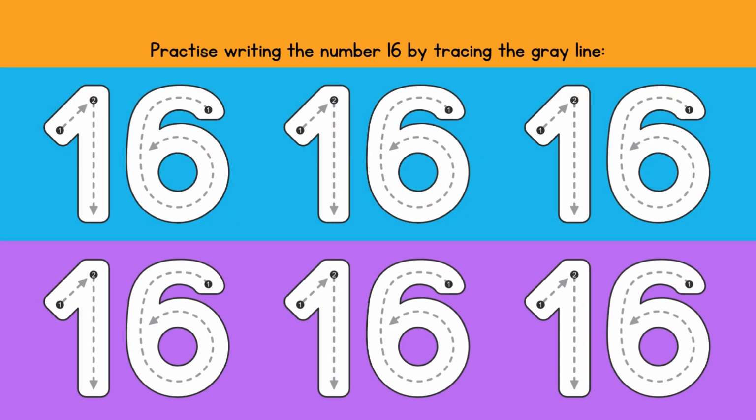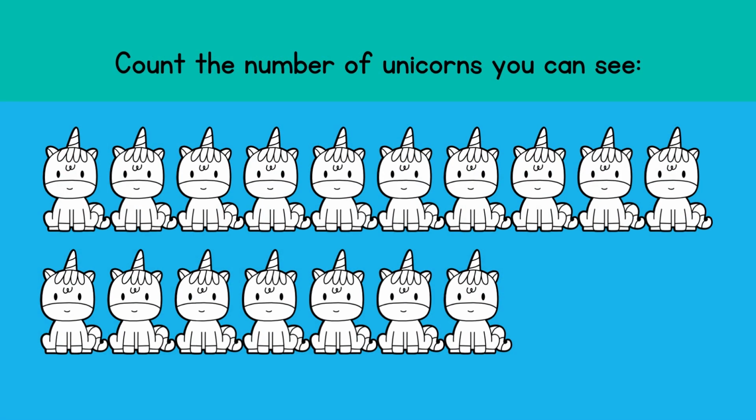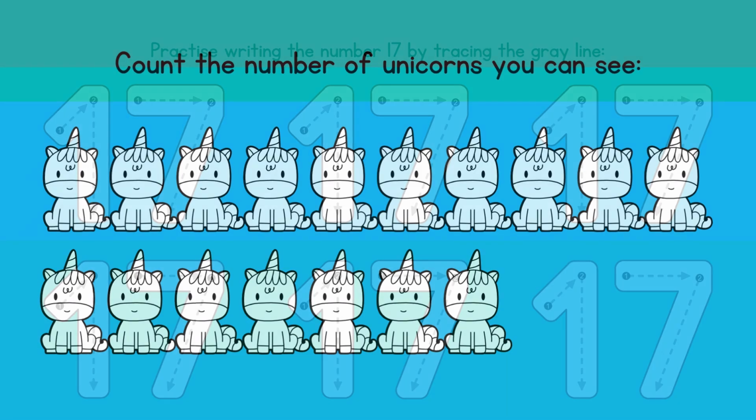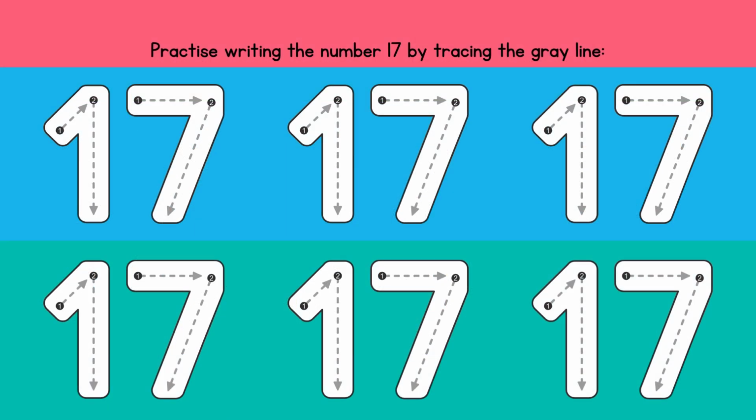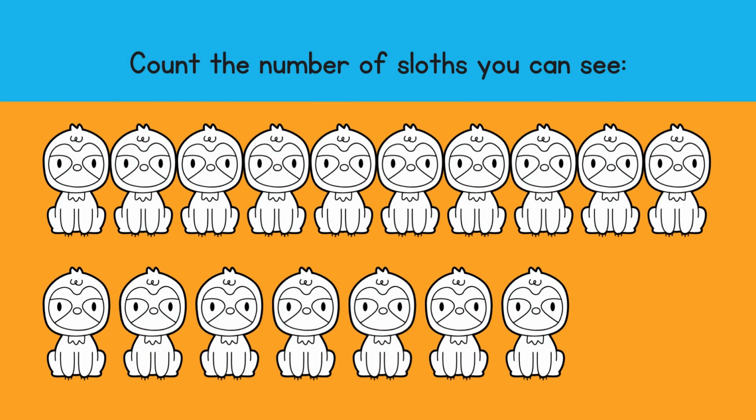Practice writing the number 16 by tracing the gray line. Count the number of unicorns you can see. Practice writing the number 17 by tracing the gray line. Count the number of sloths you can see.